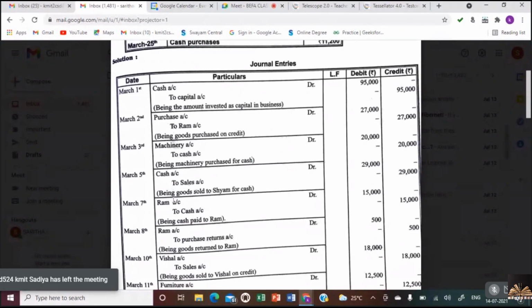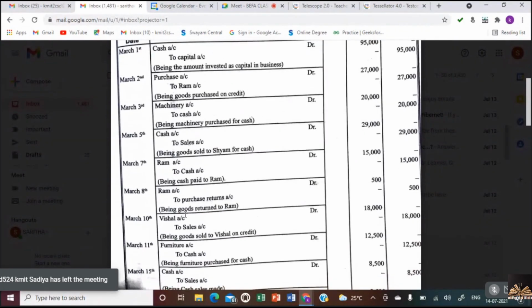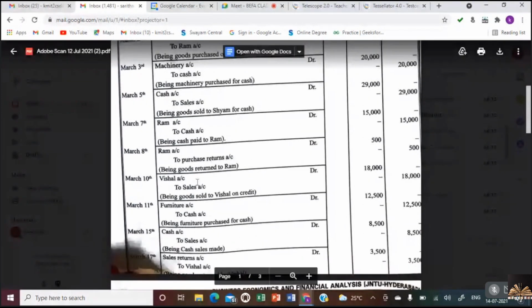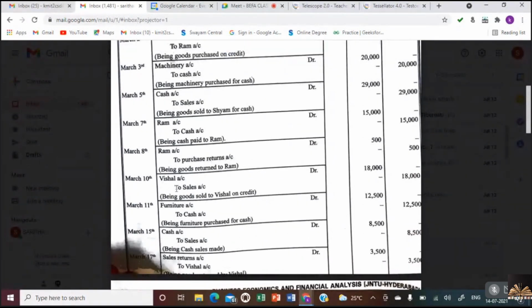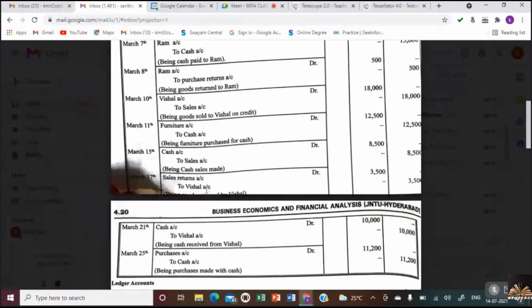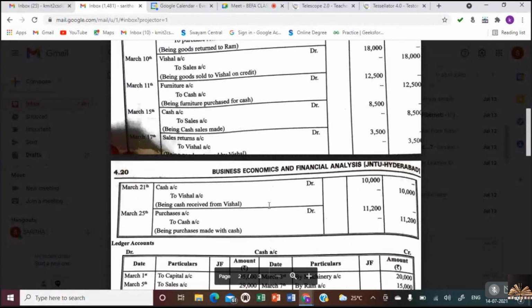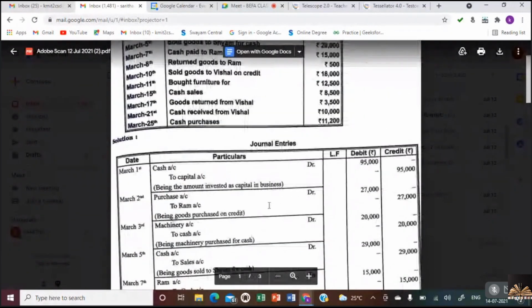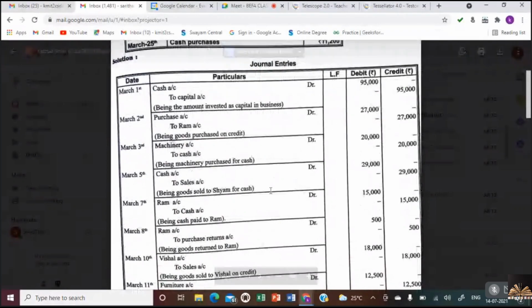Then RAM account we have already opened. Cash is also there. Purchase returns account, seventh account. Then Vishal account, then furniture account, then we have sales return account. That's it. So these are all the accounts that we need to open in this particular problem for this particular company.